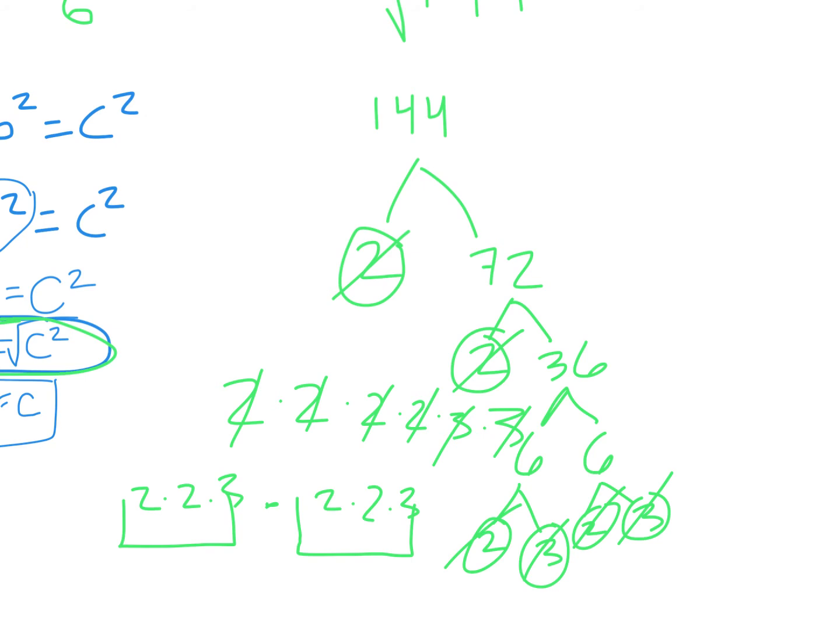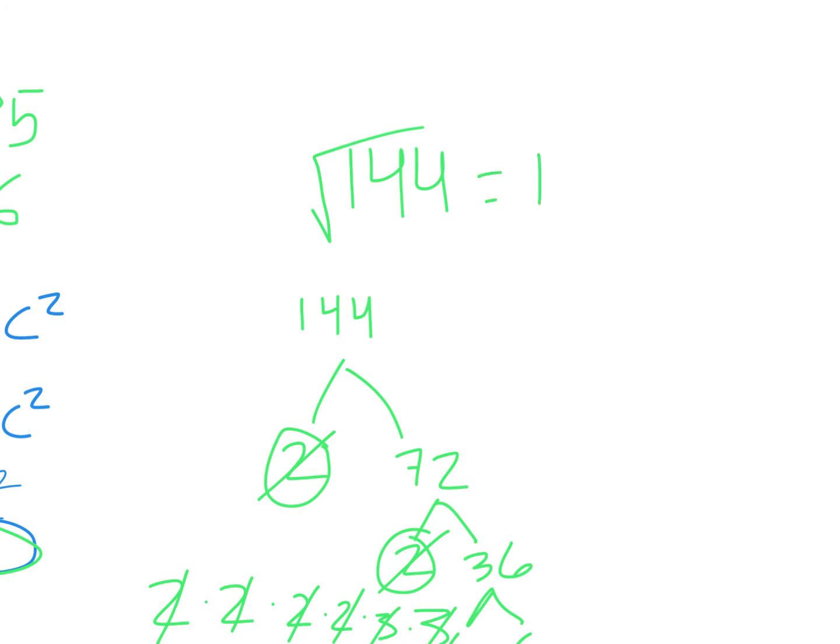Well, 2 times 2 is 4. 4 times 3 is 12. So 2 times 2 times 3 is 12, which means that 12 times 12 is equal to 144, or the square root of 144 equals 12. So you guys hopefully recall how we use prime factorization to find the perfect square root of a number.